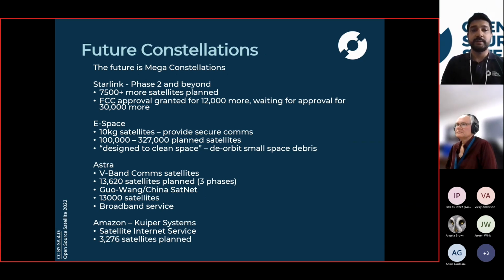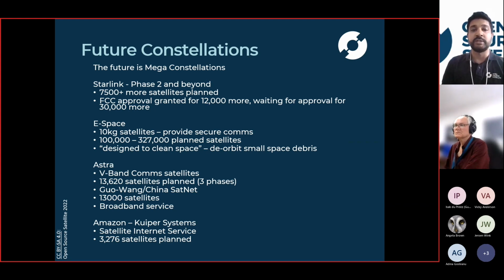So what does the future look like? The future is pretty much dominated by these mega constellations, with Starlink Phase 2 and beyond having 7,500 planned satellites, with approval awaiting for at least 12,000 more. Another constellation being planned is eSpace, with very small satellites proposed at 10 kilograms, hoping to provide secure comms, with 100,000 to 327,000 satellites planned.